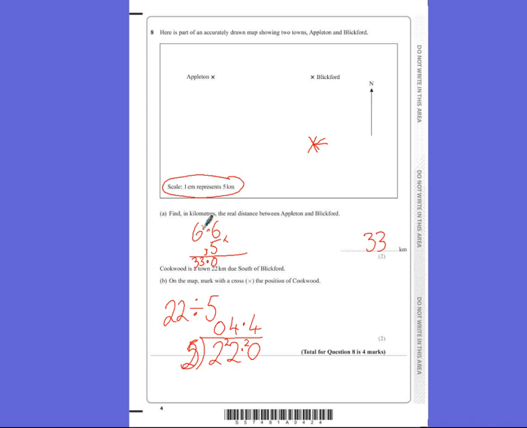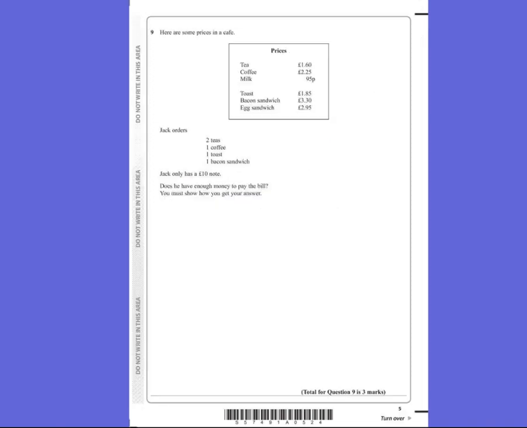Question 9. Here are some prices in a cafe. Jack orders 2 teas, 1 coffee, 1 toast and a bacon sandwich. He only has a £10 note. Does he have enough money to pay the bill? So the first thing we need to do is add up everything that he wants.